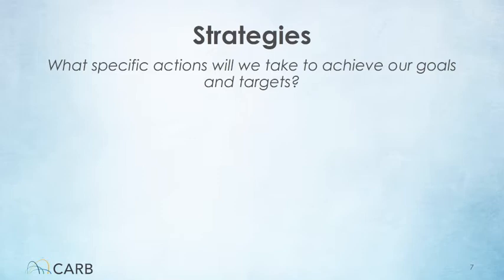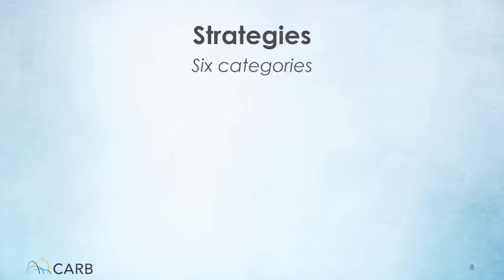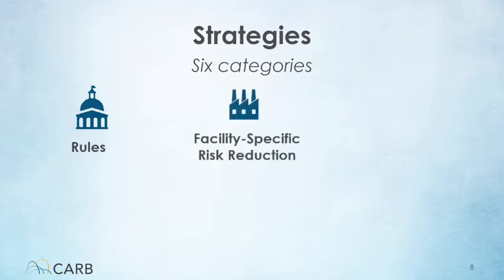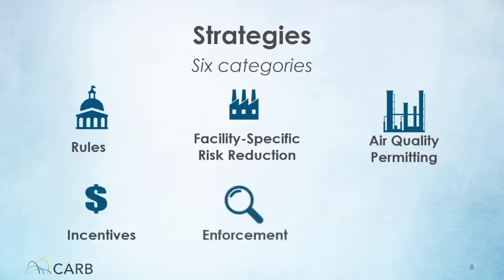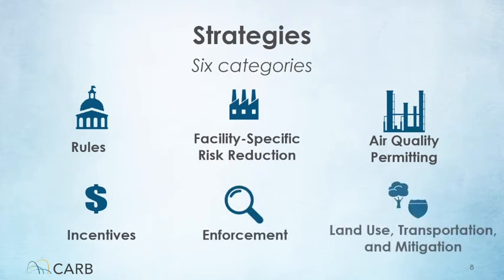Strategies are the specific actions we will take to achieve our goals and targets. The Community Air Protection Blueprint identifies 6 types of strategies that a community emissions reduction program should draw from. Rules, which establish emission limits or other mandatory requirements for sources in the community. Facility-specific risk reduction, to reduce health risk from individual facilities that impact the community. Air quality permitting, to ensure the cleanest technologies for new or modified sources, incentives for cleaner technologies, enforcement of air quality rules and other policies, and land use, transportation, and mitigation measures to reduce impacts, some of which fall under city, county, public health agency, or other governmental authorities.